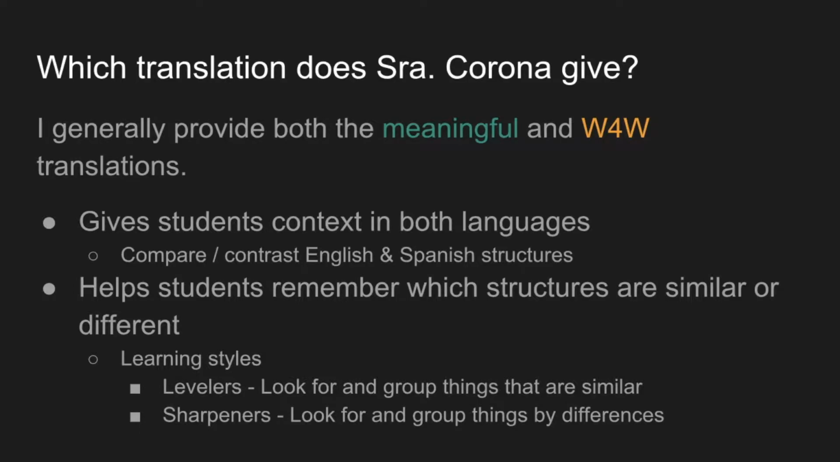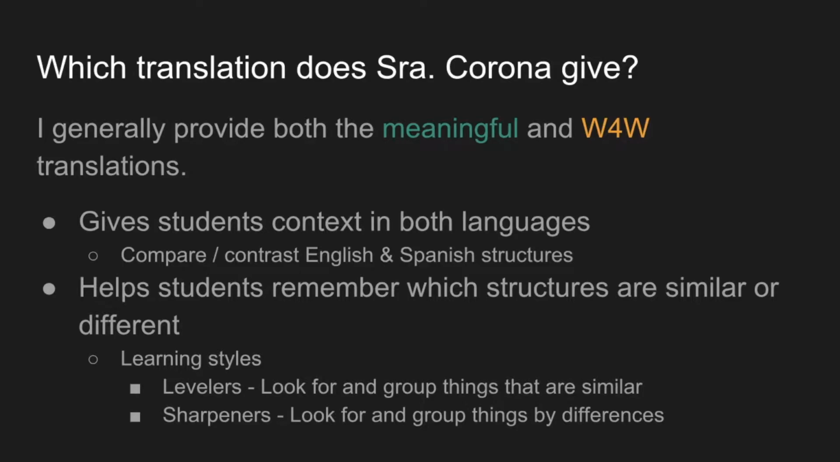Which translation do I normally give? I will give you both the meaningful and the word-for-word translations. And usually what I'll do is tell you which is which. And there are a couple of reasons why I do that. It gives students context in both languages, so you can compare and contrast how English and Spanish are similar and different. And it also helps students remember which structures are similar and different in which language.